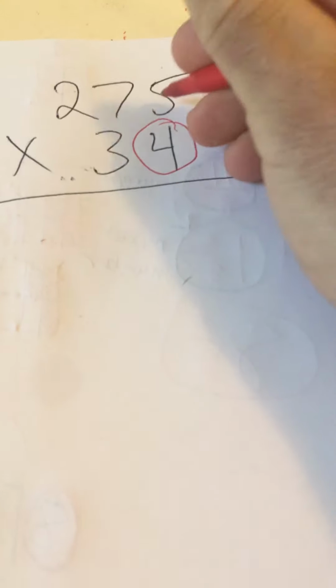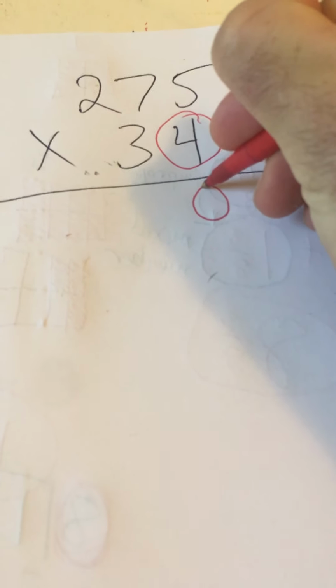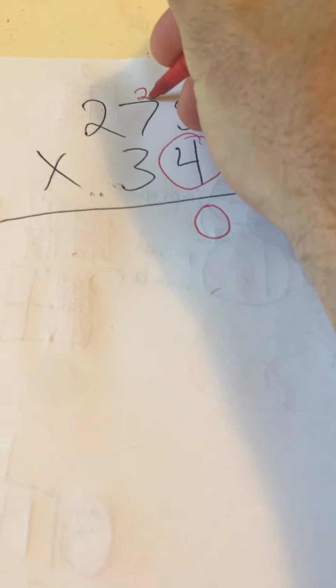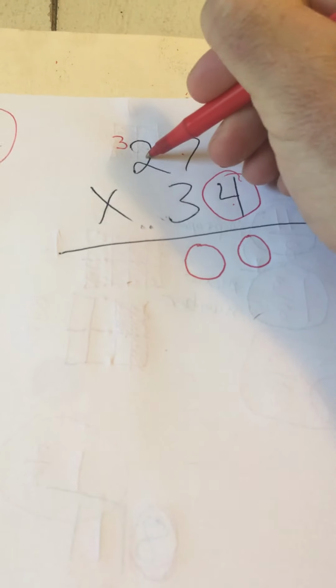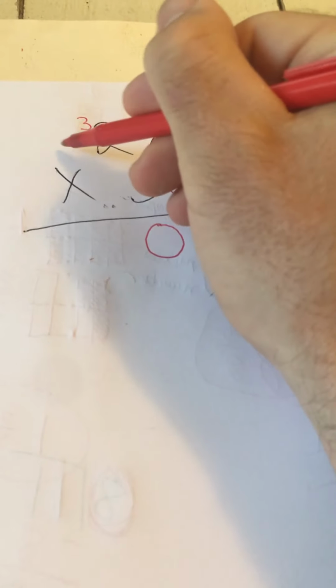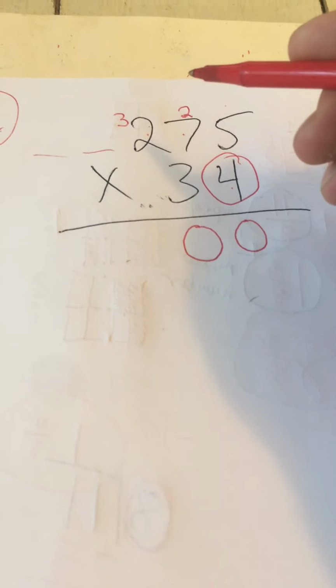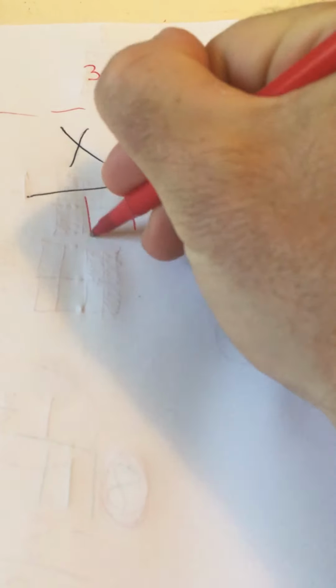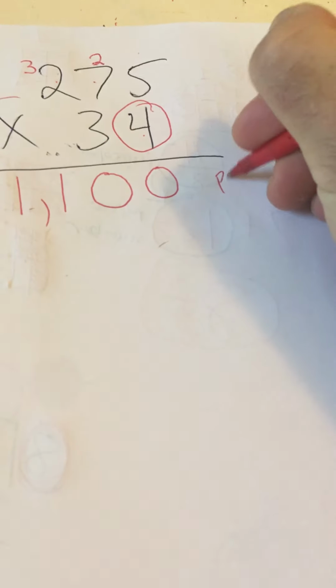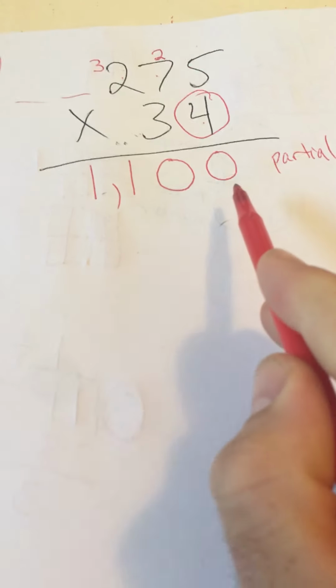So we're going to start in the ones place. We have 4 ones times 5 ones. So 4 times 5 is 20. You write the 0 in the ones, and you carry the 2 tens. 4 times 7 is 28, plus the 2 tens that we carried makes 30 tens. So write down the 0, carry the 3, which is actually 300s. 4 times 2 is 8, plus 3 is 11. And since there are no other numbers here to carry to, we just write 11 here like this. So our first partial product is 1,100.